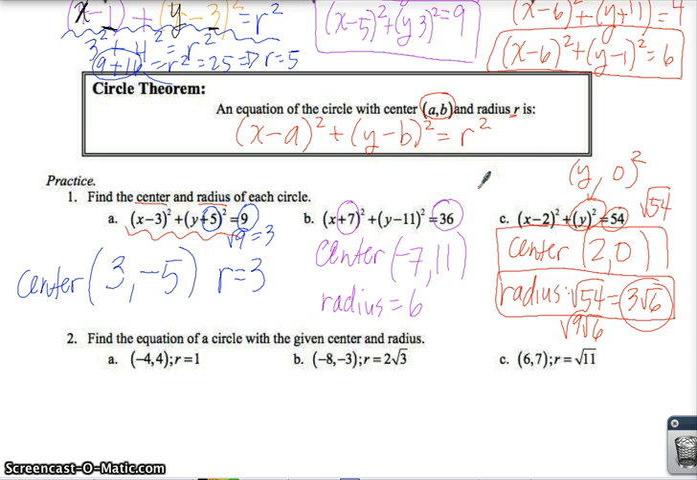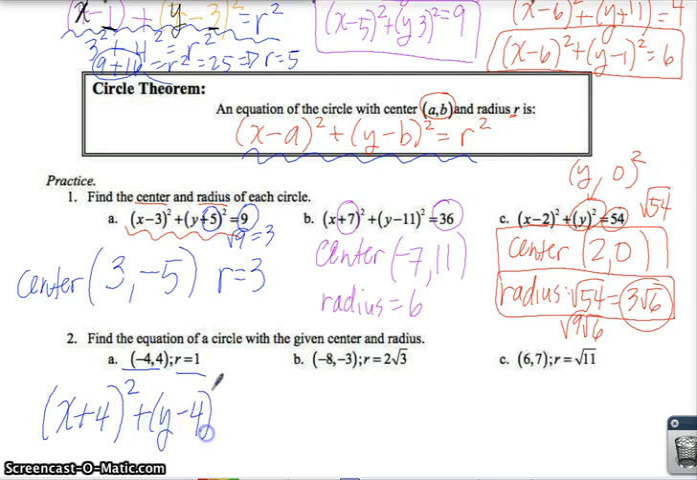Okay, so the final step is to take the center and the radius and put it in this form up here. So my x-coordinate is -4, so a double negative makes a positive. My y-coordinate is +4, and then my radius squared is equal to 1. If you want to pause now and try the last two on your own, please do. Go ahead and pause and come back to it.